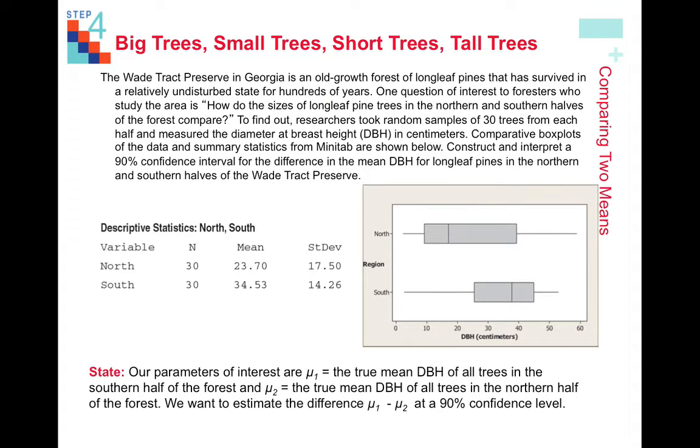So here's an example. They have two samples of 30 trees. They're looking at their diameter. This is the mean for the first one. This is the mean for the second one. There are the sample standard deviations. And they just want to know the difference in the mean for the longleaf pines in the northern and southern halves of the Wade Tract Preserve. So they just write here the true mean for the southern half, the true mean for the northern half, so they want to estimate the difference. I'm fine if you just write that out right there for that first step. Just at some point, make sure you define which one is which.